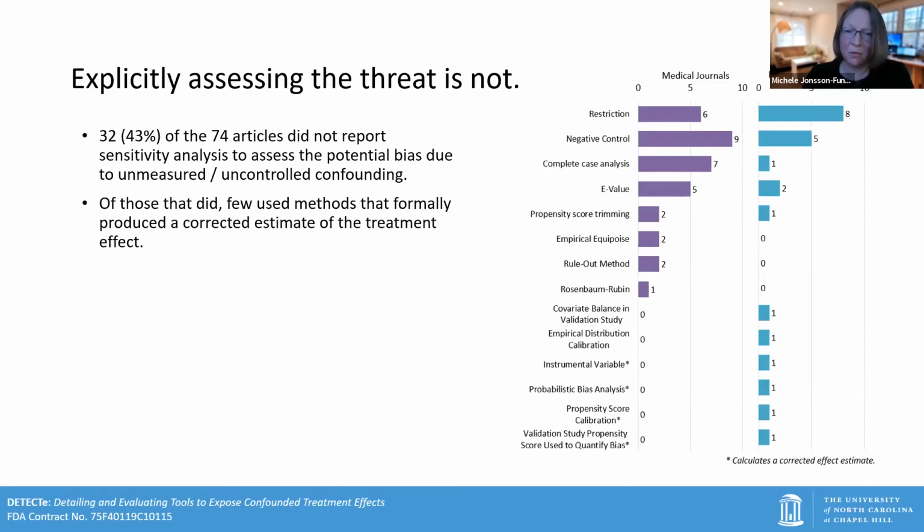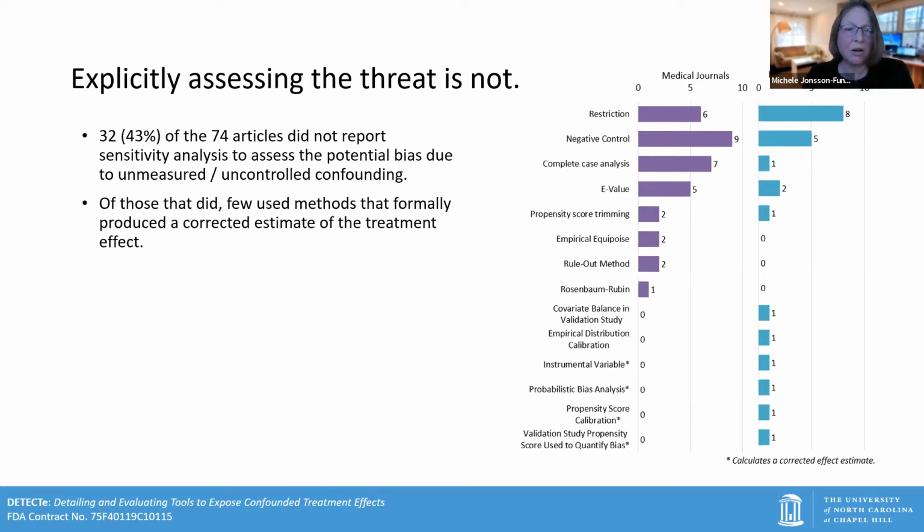We're not doing the work of using the tools that we have at hand to quantify and characterize the direction and magnitude of the potential bias and what that means for the conclusions. So even of those articles that said, yeah, we're worried about unmeasured, uncontrolled confounding, 43% of them didn't actually do any sensitivity analyses to assess that.